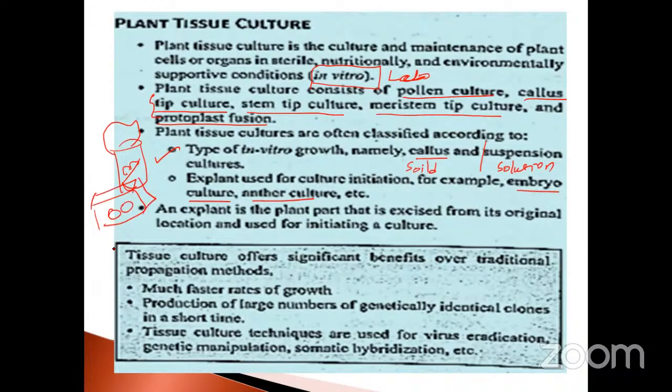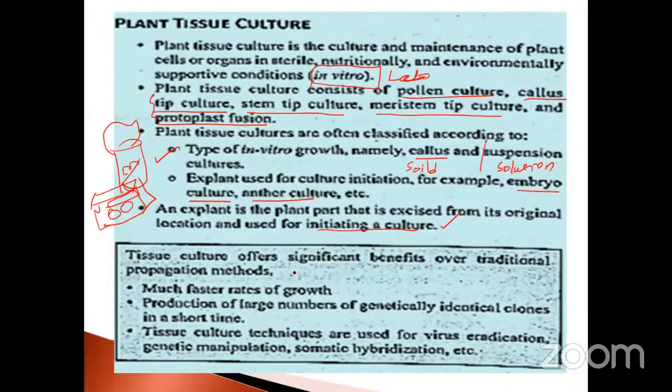You have to insert your two hands inside it, and inside there are so many cultures. Mother culture is also there. The lamp is also there, and all are in sterile condition. On the upper side there is a UV tube light present in it for the sterilization process. Then an explant is a plant part that is excised from its original location and used for the initiation of culture. So this is the process.